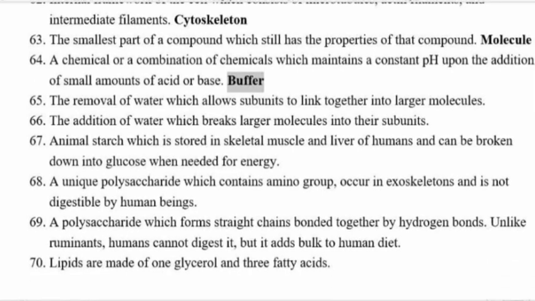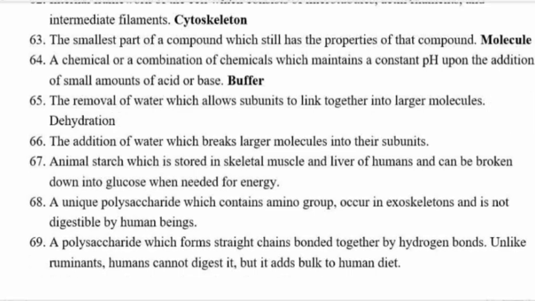Number 65. The removal of water which allows subunits to link together into larger molecules. What kind of expression or terminology can you use for this? Probably, if it is removal, then we'll talk about dehydration, all right? Dehydration. If it is a reaction, then we'll say dehydration reaction. To dehydrate means to remove water. To hydrate means to add water. So when carbon is hydrated, we get carbohydrate.